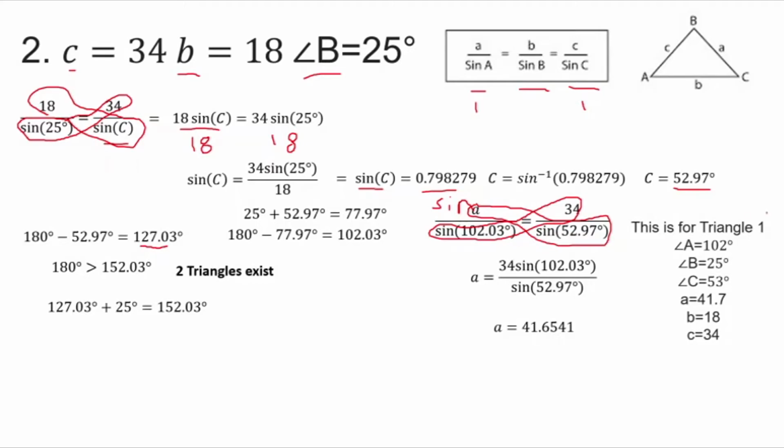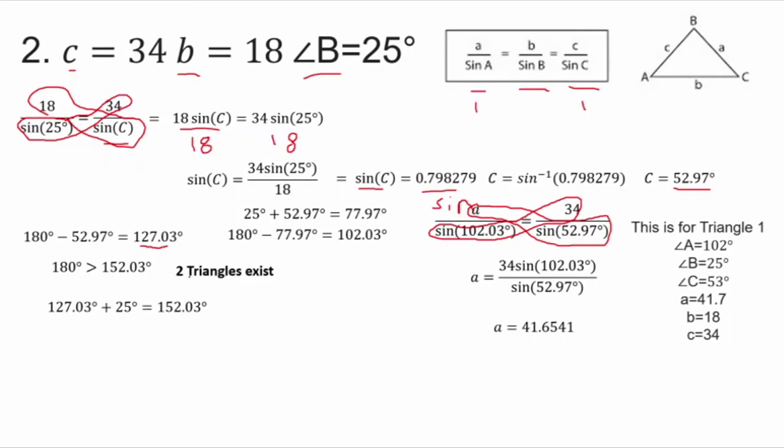angle A is 102 degrees, which is what we found up here when we subtracted it. Angle B, which is what we found up here. Well, let's see. Oh yeah, angle B was given. Yeah, so I'm all confused here. Angle C, which we rounded to be 52. Side A, we found it here. Side B was given, as well as side C.